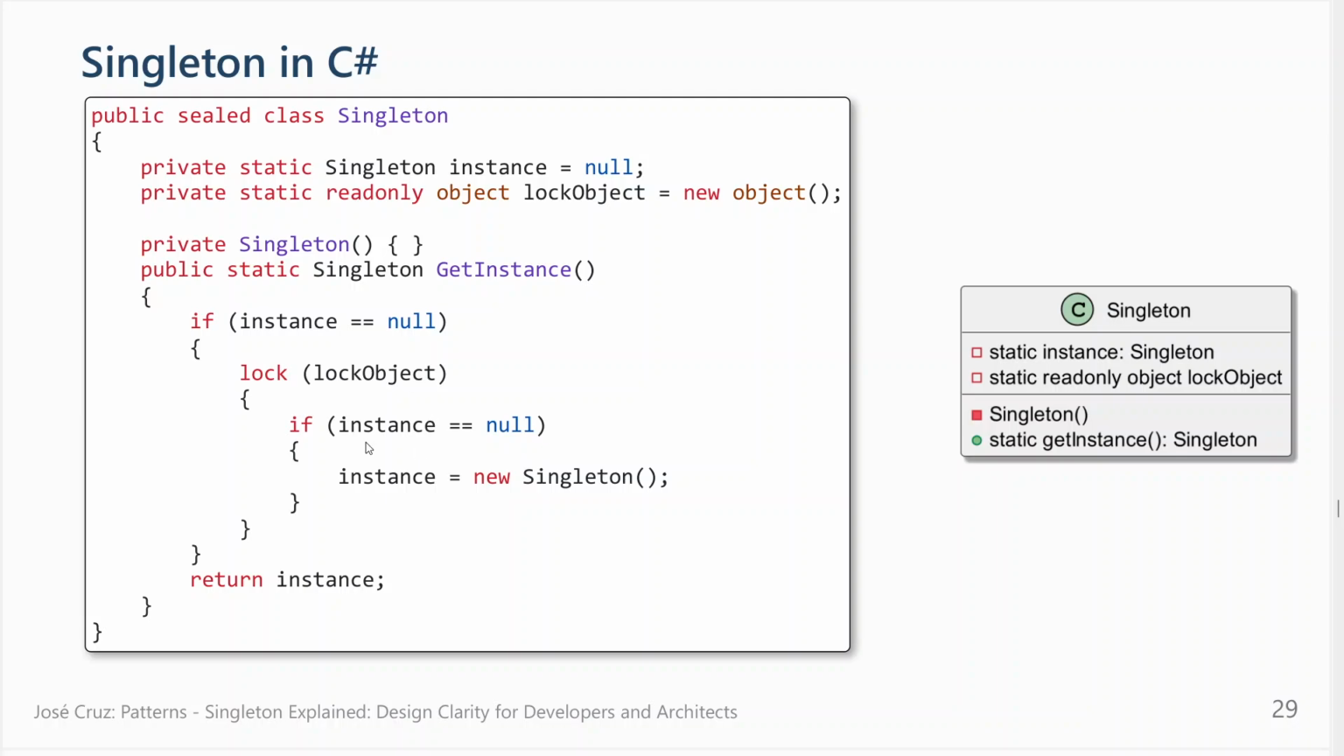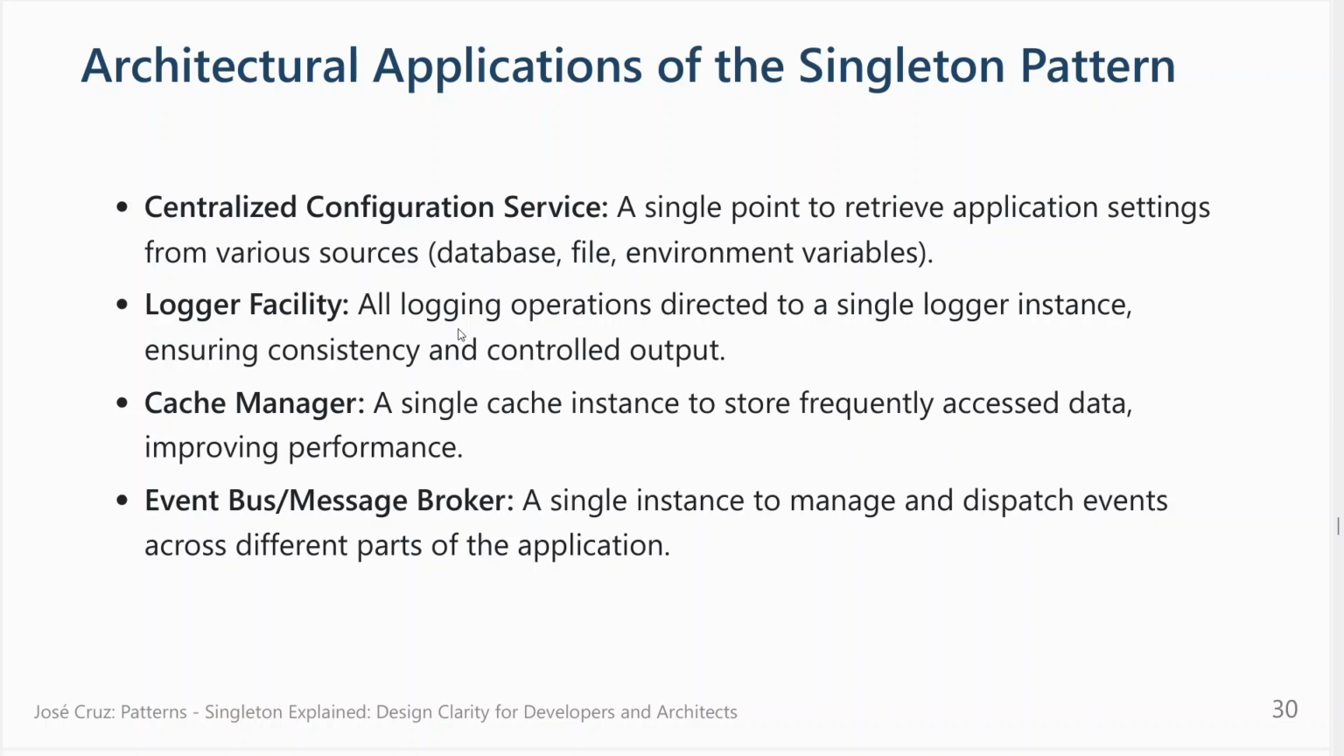It's very similar to Java, and it's quite popular to see this implementation when we use C# because it's highly reliable. We don't use enumerators because enumerators in C# are not the same as in Java, for instance, and this implementation is usually the safest one of all the others that we saw. From the architecture point of view, where is the singleton pattern?